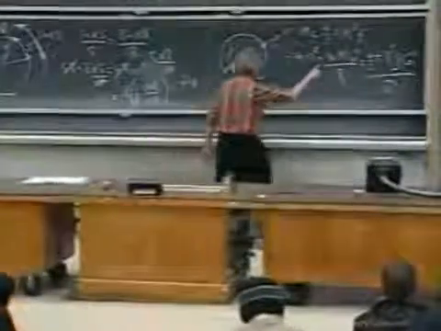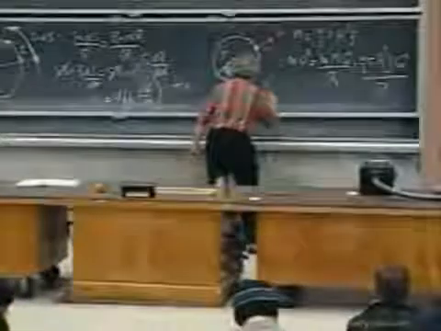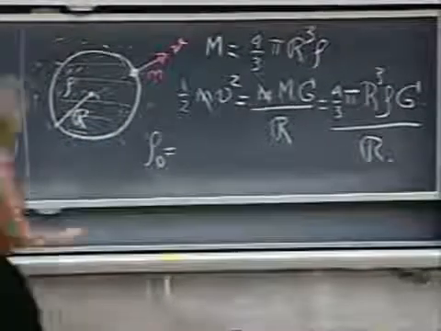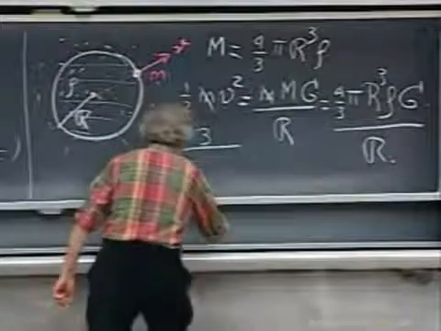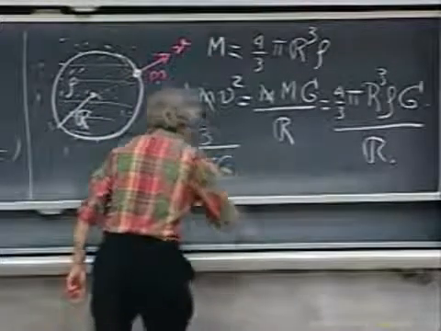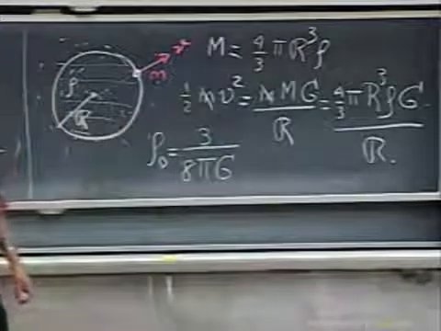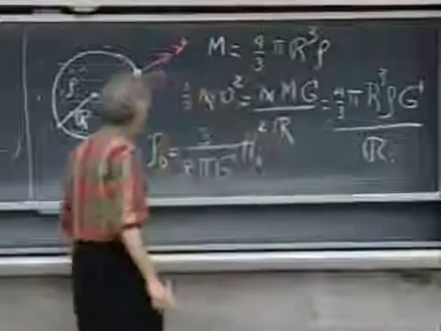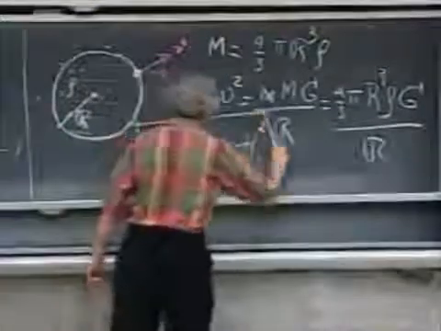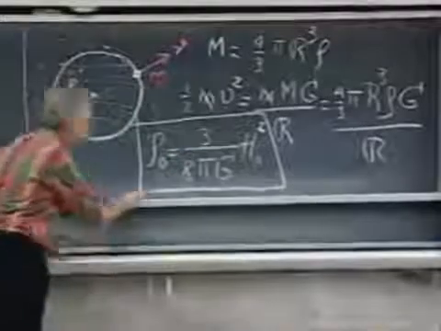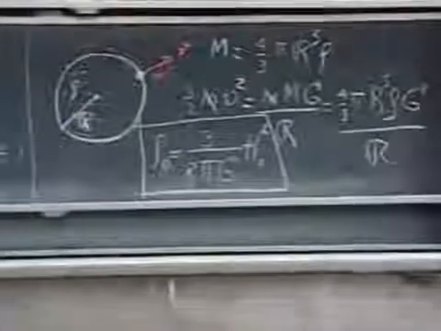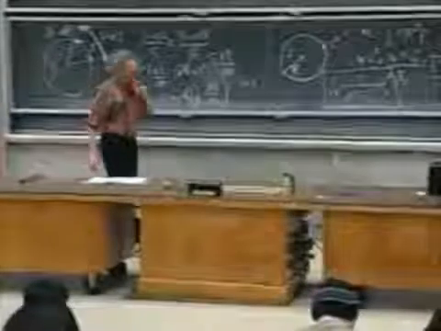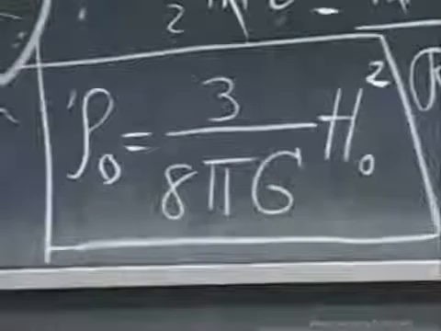And so you'll find, from this simple result, that rho, as it should be today, that's why I put a little 0 there, is 3 divided by 8 pi G times H0 squared. And so this tells me that if the average density of our universe is larger than this value, then our universe will come to a halt and will collapse.